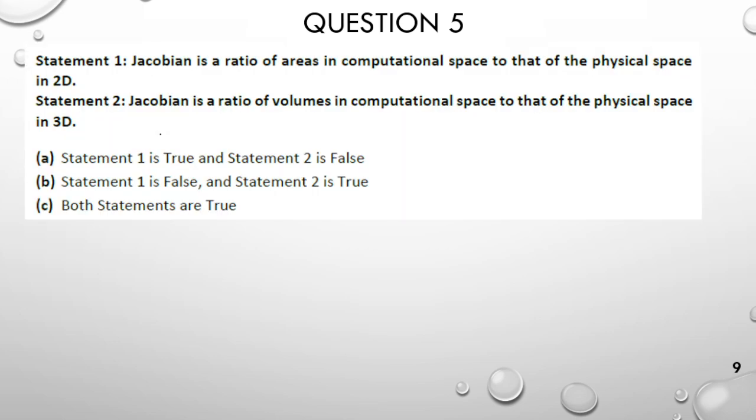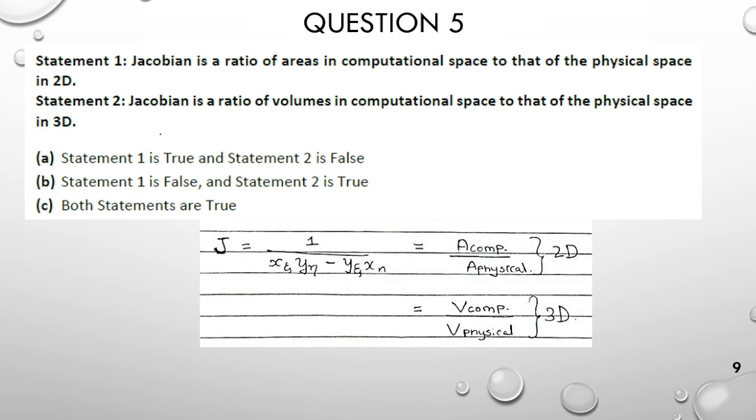Now the fifth question is as follows. We have two different statements here. Statement 1 says that Jacobian is a ratio of areas in computational space to that of the physical space in 2D. In the second statement, the same thing is repeated: Jacobian is a ratio of volumes in computational space to that of the physical space in 3D.